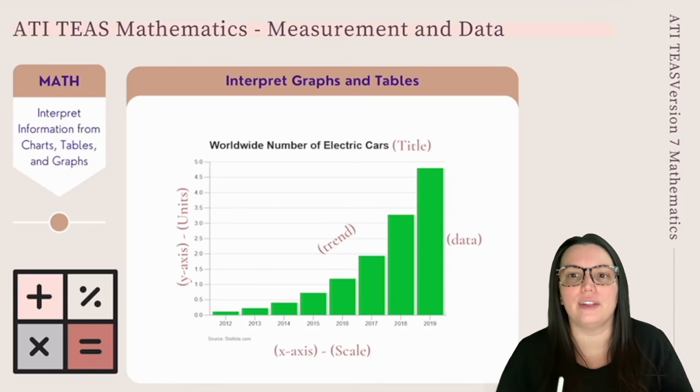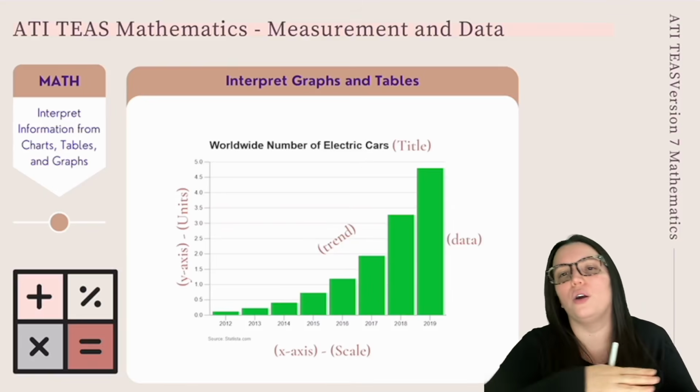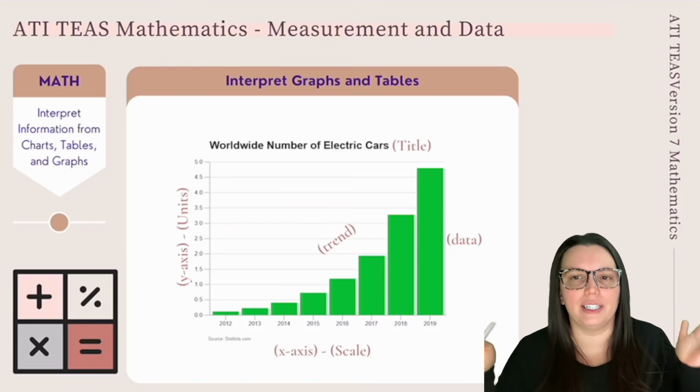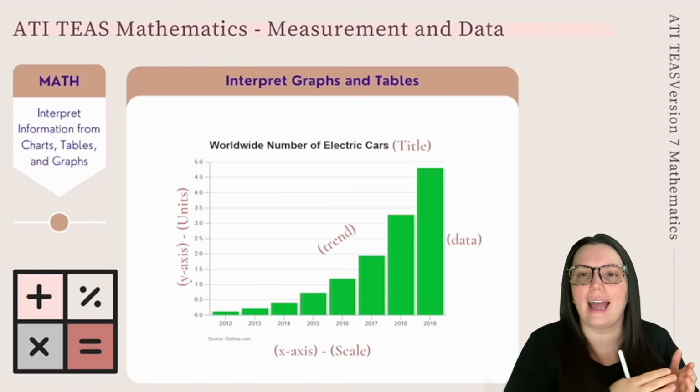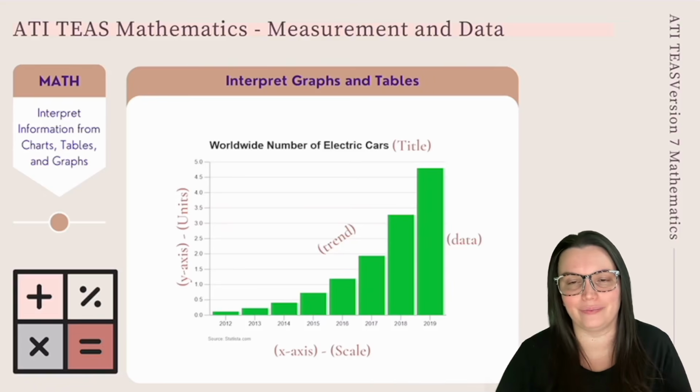Next, we have scale. The scale is the range of values that are being used. In this particular case, we're looking at years, right? Our scale usually follows our horizontal axis. Particularly when it comes to scale, we're looking at how long, how much, right? We're looking at years in this particular case.